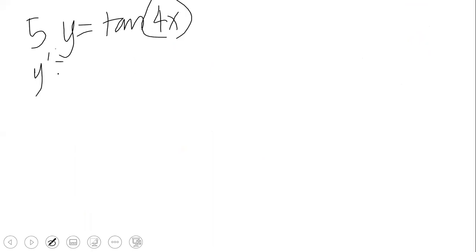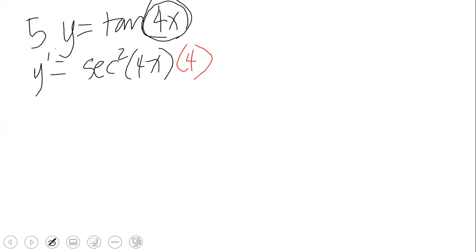Let's have number 5. For number 5, y equal to tangent 4x. So, y prime, that will be, the derivative of tangent is secant squared x. Secant squared x. So, the angle secant squared 4x. Then the derivative ng angle, so that will be 4. So therefore, this will be y prime equal to 4 secant squared 4x.